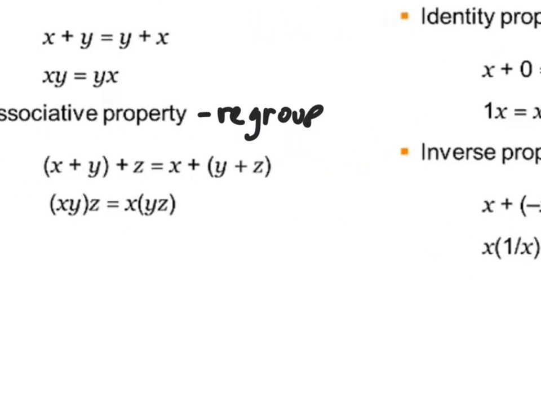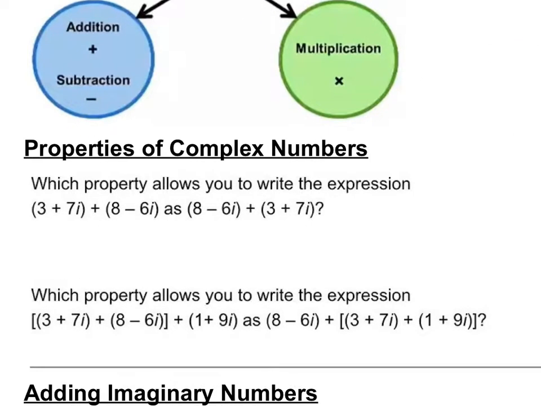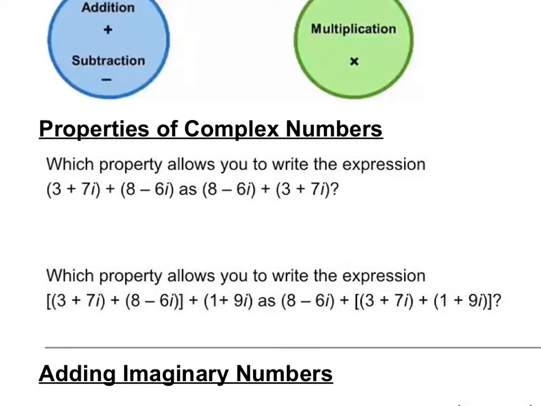So you need to know those properties, just as the basics of what we're trying to do today. We want to make sure that we understand these properties. It says, which property allows you to write the expression 3 plus 7i plus the quantity 8 minus 6i as 8 minus 6i plus 3 plus 7i? That would be the commutative property, because we are just changing the order. We've just flipped these two.